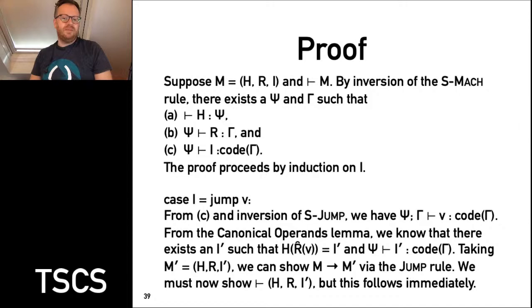So again, code gamma. And then we will see that we have this M prime as H, R, and I prime. Now we construct an M prime using the jump rule, and then we must show that this new machine is well typed. But this follows very immediately because you can just use the same types, and you had the well-typed thing before, and it is the same type. I and V have the same typing, and you can follow this pretty immediately.